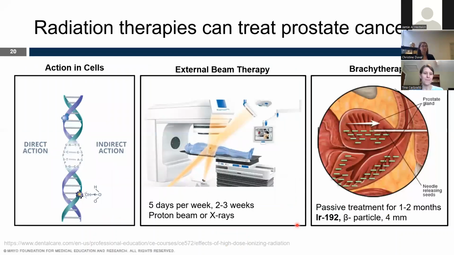Okay, so first we'll focus on radiation therapies that can be used for treatment. In this case, we'll focus on prostate cancer because that's where a lot of the initial research has been focused in this area. So ionizing radiation can damage cells. We know this from historic incidents where we've had either nuclear accidents or, in World War II, when we dropped the atomic bombs. We have a lot of data where high doses of radiation can lead to cell death.